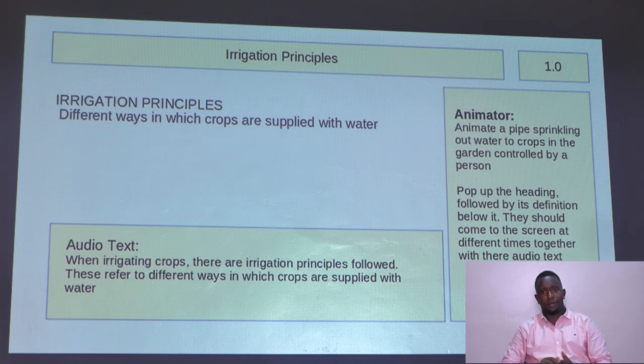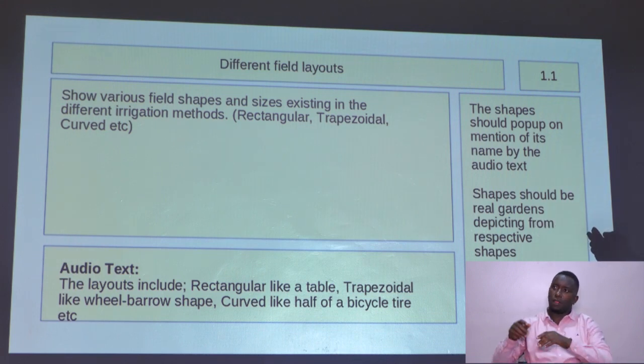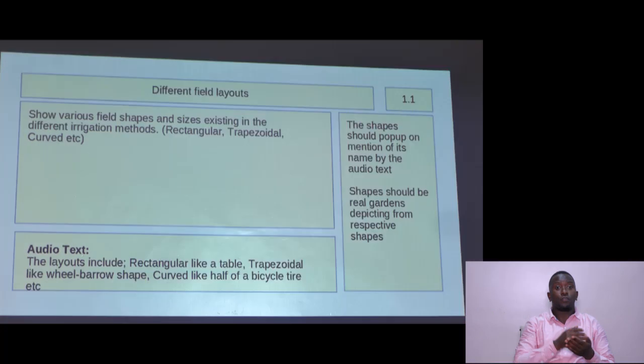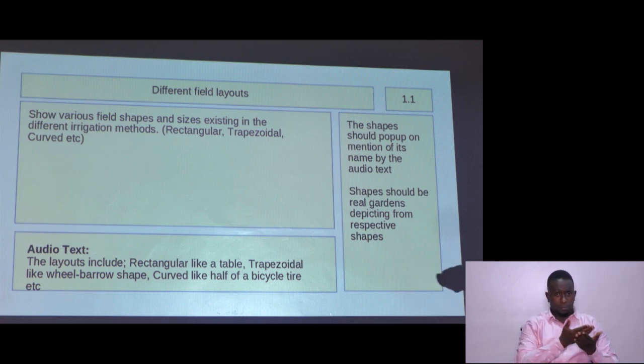All right, so the next slide, we have different field layouts. There are so many types, and we have rectangular, like yesterday we saw, trapezoidal, and curved. But today, we have added something here due to more clarification that we got. This was there yesterday, but we added something to do with shapes: they should be real gardens depicting the respective shapes. If you saw this presentation yesterday, we didn't have that.